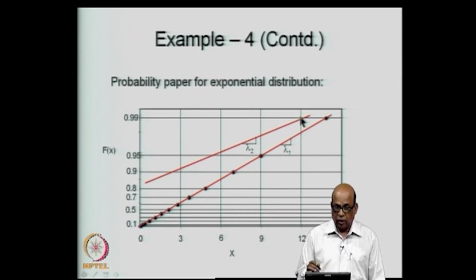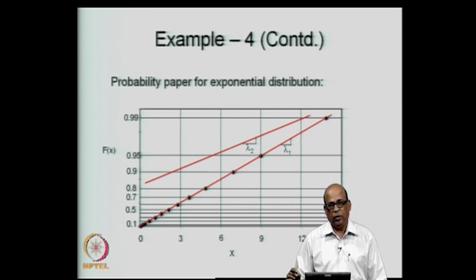So, you may get another straight line as long as your f of x versus x plots as a straight line on the exponential probability paper, then you can assume that it follows an exponential distribution. Of course, it need not be exactly a straight line, it may approximately follow a straight line, then you are reasonably sure that you can use exponential distribution. So, this is how we construct mathematically the probability paper for a given distribution.